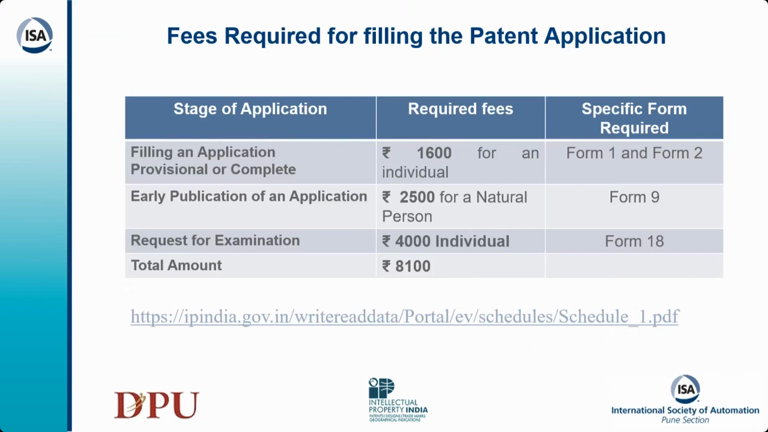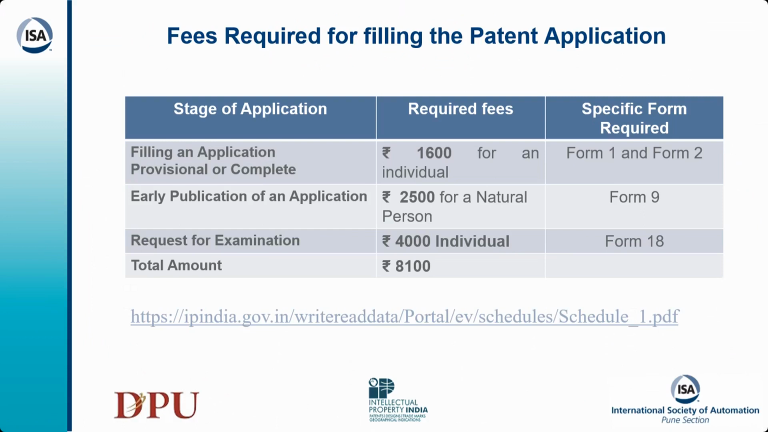Now, let us come to the fees charged for the patent application in India. As far as normal filing of the patent is concerned, 1600 rupees is the fee for filing the patent. Then if you want to go for early publication, we have to file the application in the form of Form 9, and for that we have to pay the fee of 2,500 rupees, so that it will be published within a month, or maximum it will take 1.5 months for the publication, depending upon the rush at the patent office.